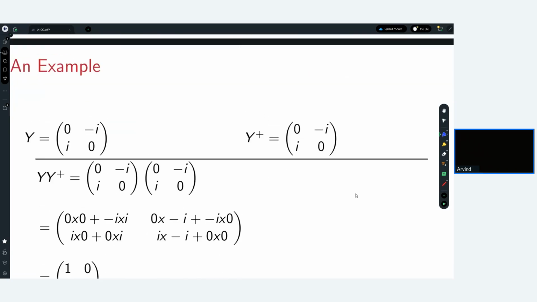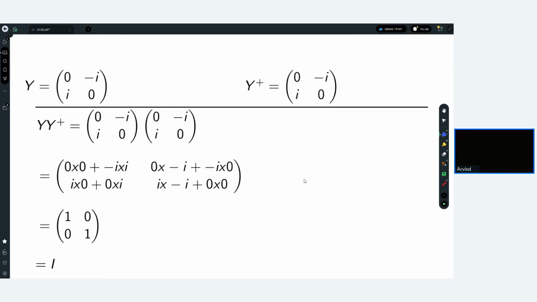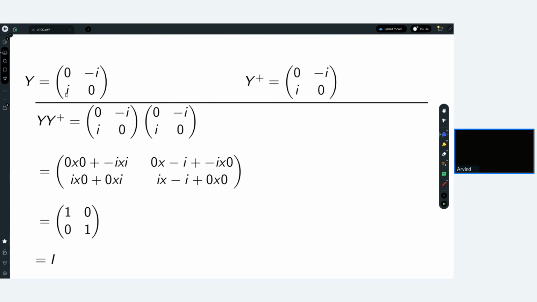So let us take one example to understand the properties that make matrices quantum gates. Here I am taking an example of a 2 by 2 matrix, 2 rows and 2 columns. The first row has 0, minus i, and the second row has the elements i and 0. So this is a matrix which consists of complex numbers also.